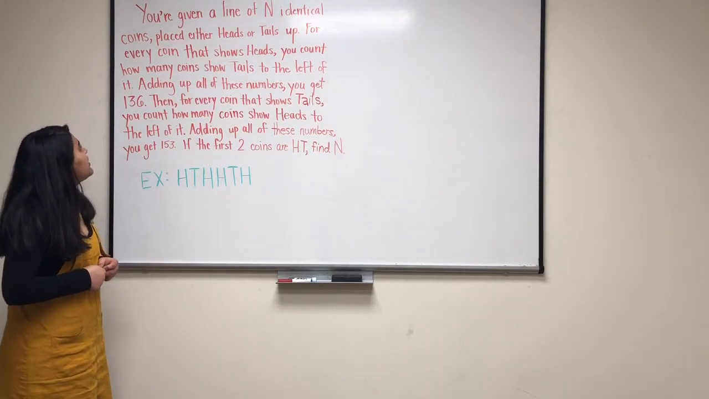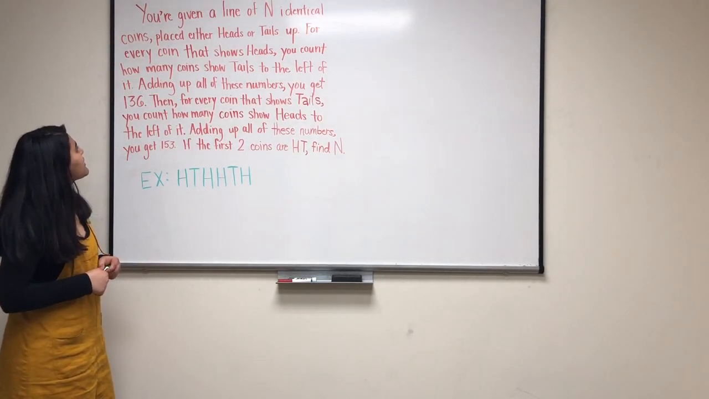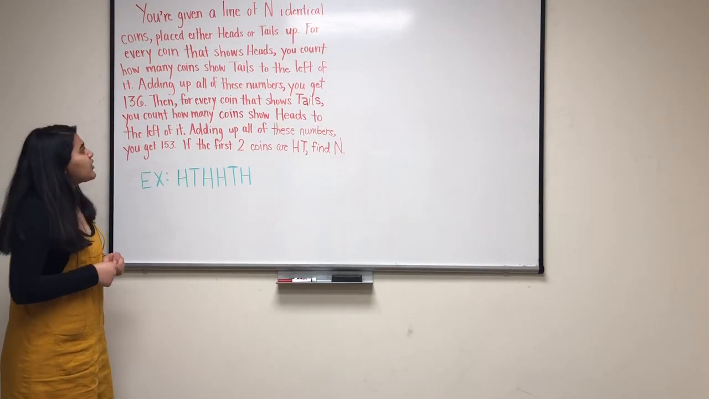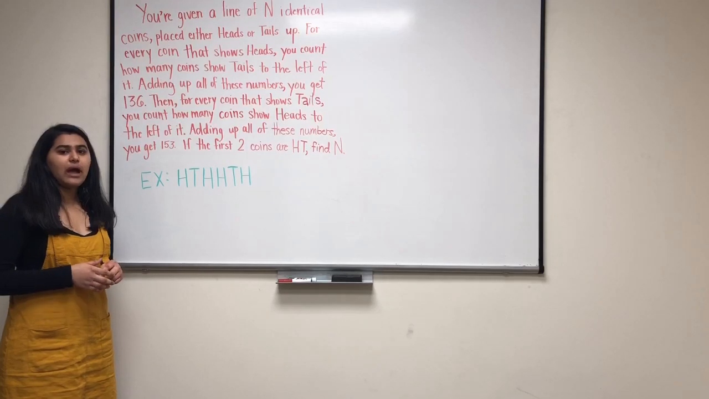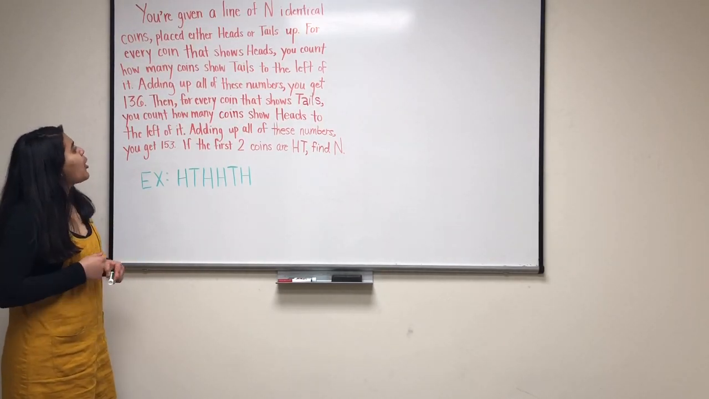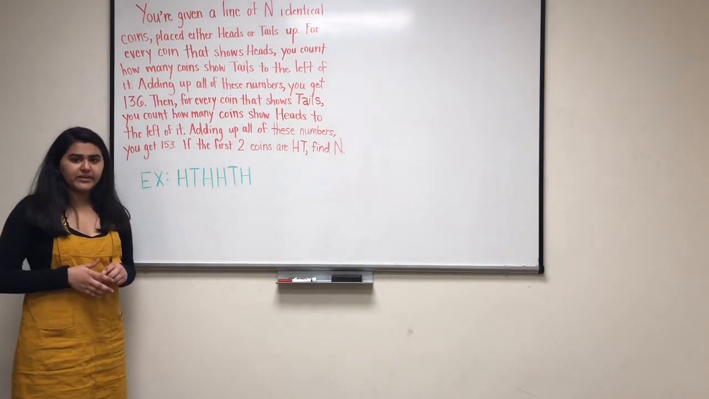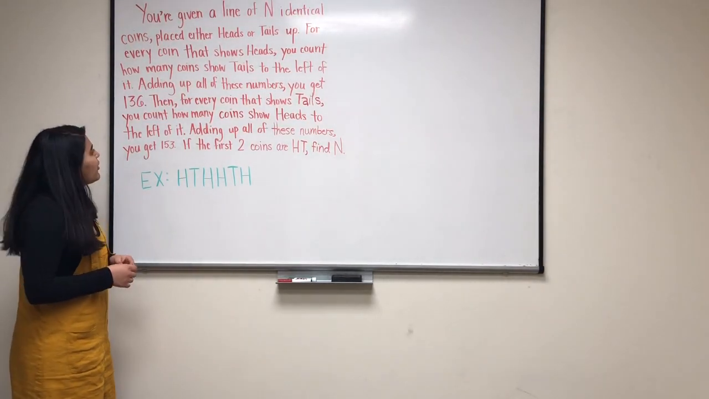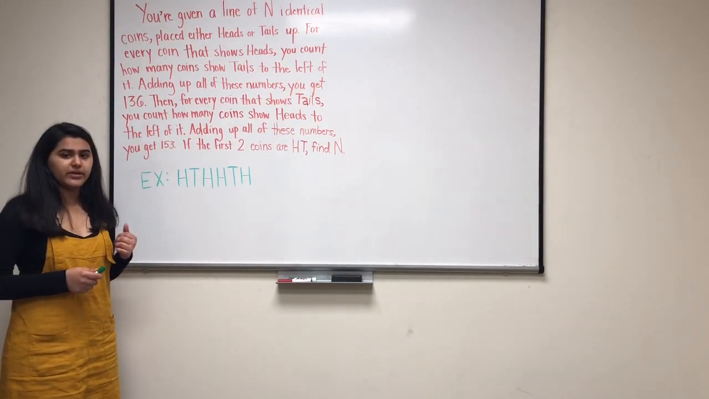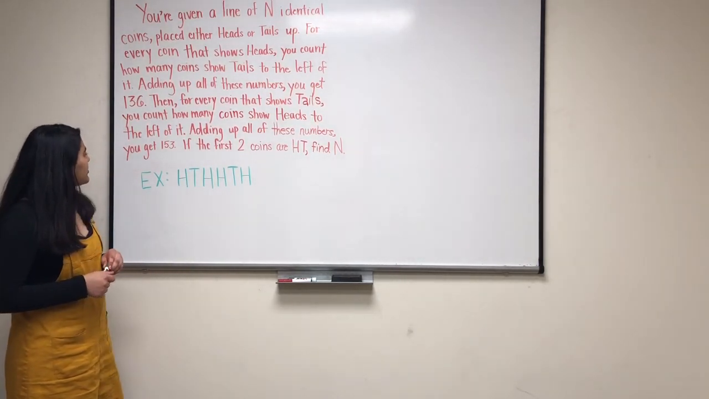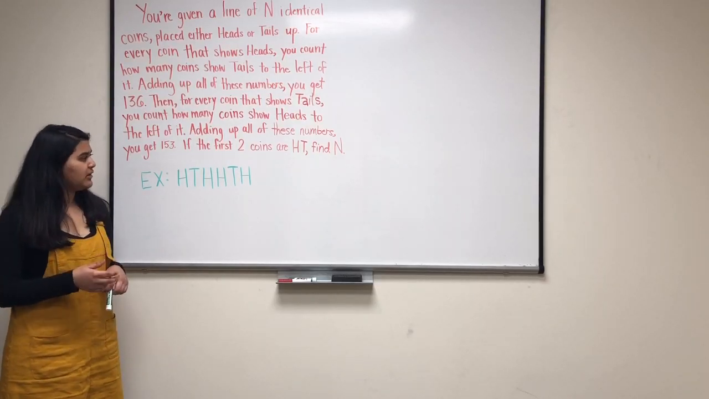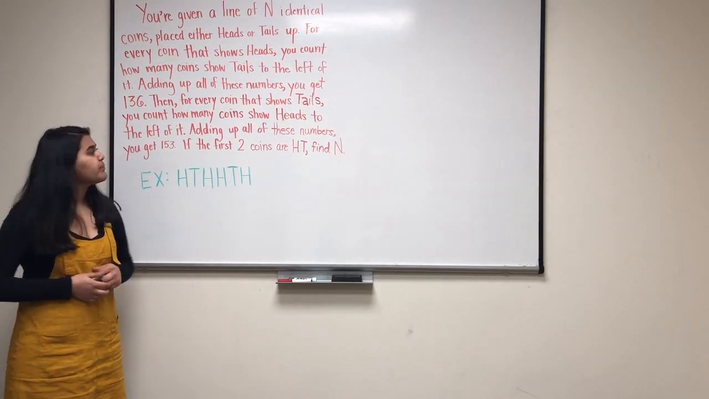The question says, you're given a line of n identical coins placed either heads or tails up. For every coin that shows heads, you count the number of tails to the left of it. Adding up all of these numbers, you get 136. Then for every coin that shows tails, you count how many coins show heads to the left of it. Adding up all of these numbers, you get 153. If the first two coins are heads, tails, find n.